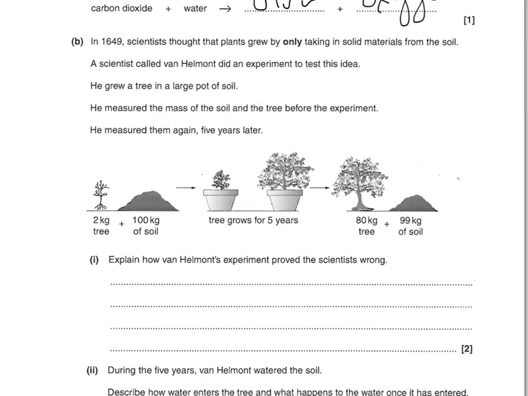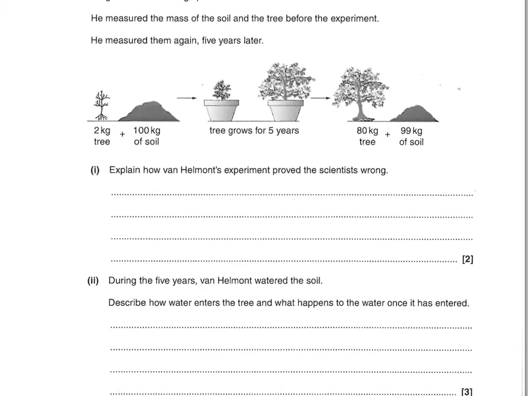And then in 1649, scientists thought that plants grew by only taking in solid materials from the soil. A scientist called Van Helmont did an experiment to test this idea. He grew a tree in a large pot of soil. He measured the mass of the soil and the tree before the experiment, and he measured them 5 years after.